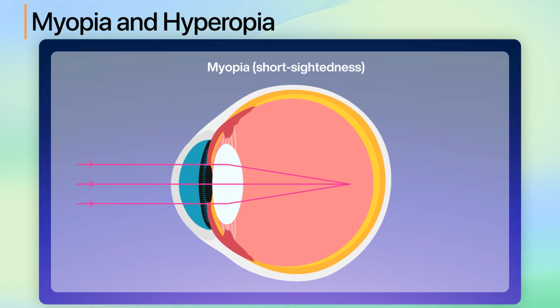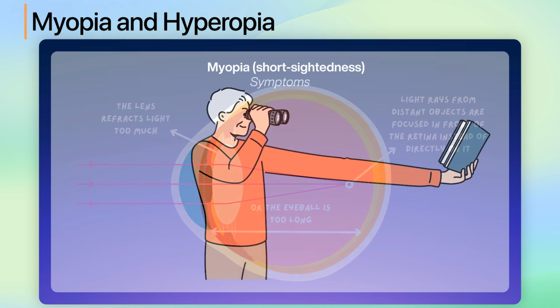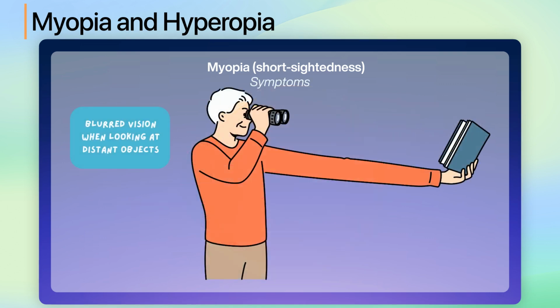Myopia and hyperopia affect many people, and understanding them is crucial for both recognizing the symptoms and knowing the available treatments. People with myopia have difficulty seeing distant objects clearly. This occurs because the eye's lens refracts light too much, or the eyeball is too long. As a result, light rays from distant objects are focused in front of the retina instead of directly on it, making distant objects appear blurry. Symptoms include blurred vision when looking at distant objects, squinting, eye strain, and headaches.